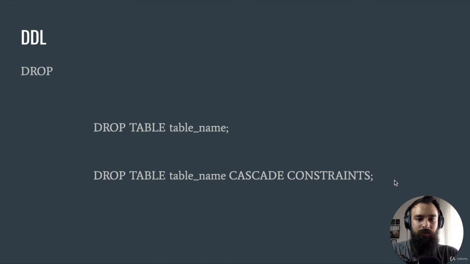This option is meant for tables that use foreign keys. When a table has a column that refers to another table, then it's actually linked to the other table, and if we drop it, the foreign key will not be dropped by default. So in order to drop the foreign key, we need to use these cascade constraints keywords.